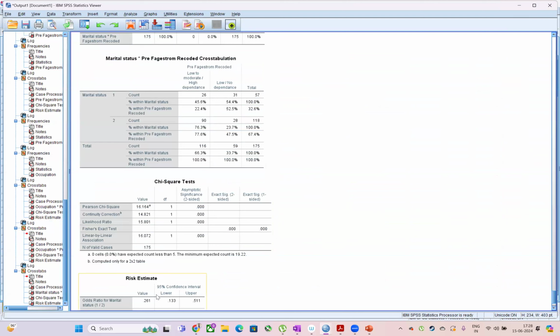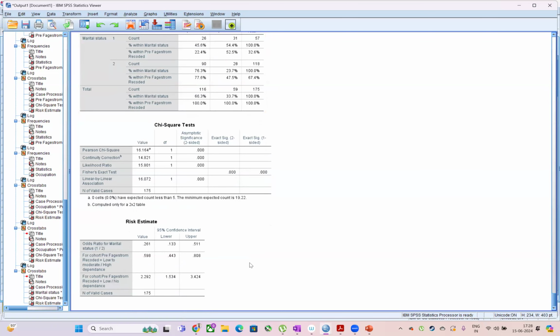So those who are unmarried are 26% less likely to be nicotine dependent. As you would have seen in the previous sessions, the confidence interval of the odds ratio should not include 1. Here it is 0.13 to 0.51, so it is a protective factor.